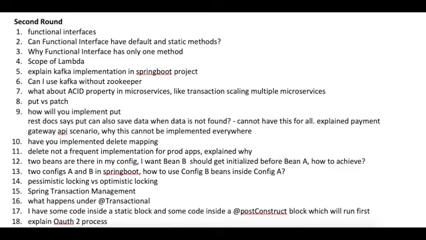What about the ACID properties in microservices, like transaction scaling across multiple microservices? Basically, when you work on a microservice architecture, it's very difficult to achieve very strong ACID properties because a transaction might not span only one microservice, and especially if every microservice has its own database, it's definitely not going to be a consistent ACID property. So there are different patterns that you can use to handle all these things.